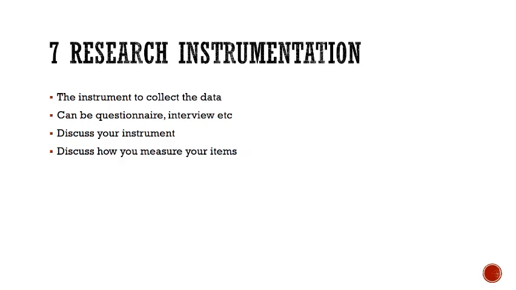Now, research instrumentation. This is your instrument to collect the data. If you are doing content analysis, a survey questionnaire, or an interview, you must have that research instrumentation, discuss that instrument, where you got it, and how you measure your items. For the quantitative, how you measure your items, agreement level, 5 Likert points, how many sections your questionnaire has, and how many questions you ask for the interview. So that's your research instrumentation.